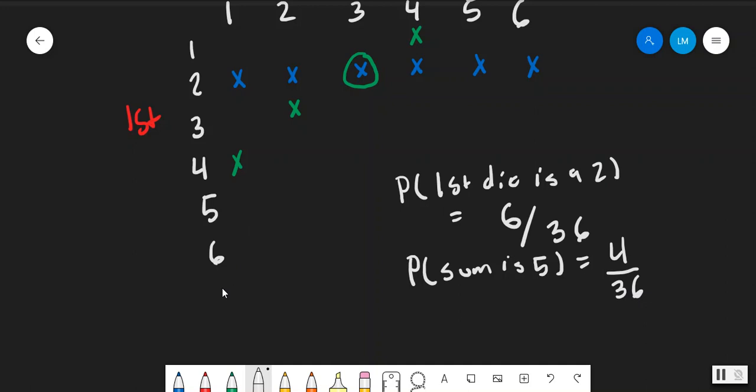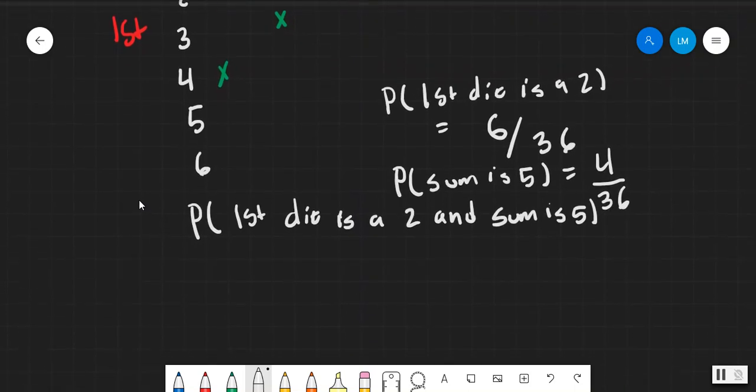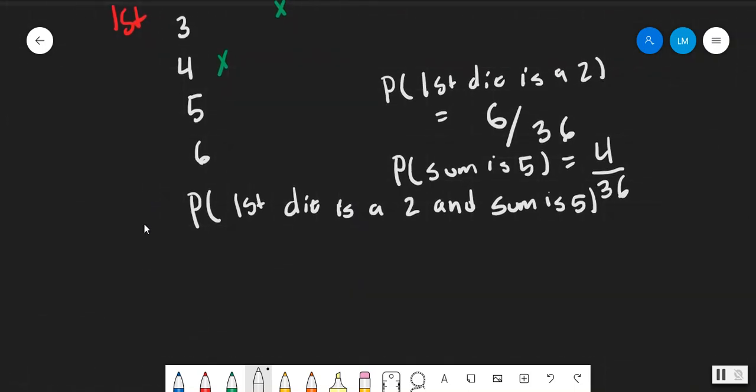However, we need to find how many outcomes are both: the first die is a 2, and the sum is a 5. Okay, so let's just move this up a little bit because we don't need the diagram anymore. The only outcome where the first die is a 2 and the sum adds up to 5 is 2 comma 3. So that's going to be 1 out of 36.